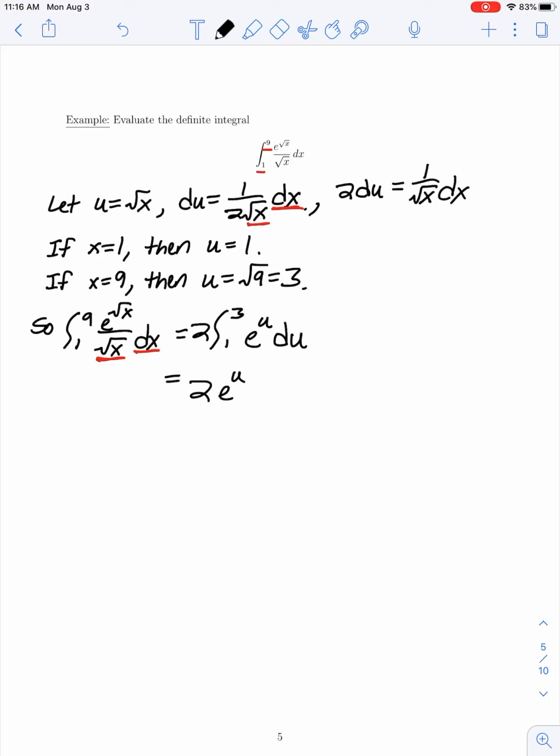And once we have our antiderivative, the fundamental theorem of calculus says we evaluate at the endpoints from 1 to 3. So we have our constant 2 out in front. Substituting u equals 3, we have e to the third. Minus, substituting 1 for u, we have e to the first, or just e. So this would be the value for that definite integral.